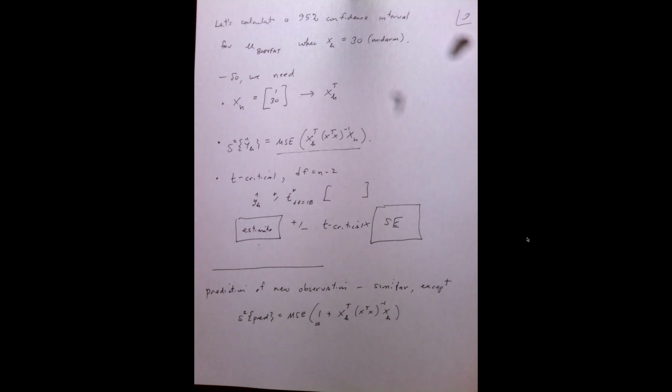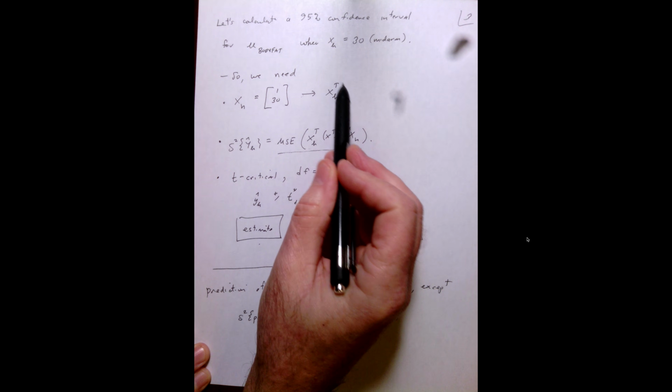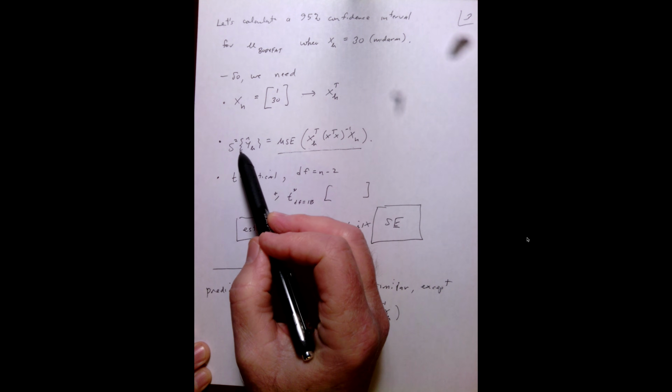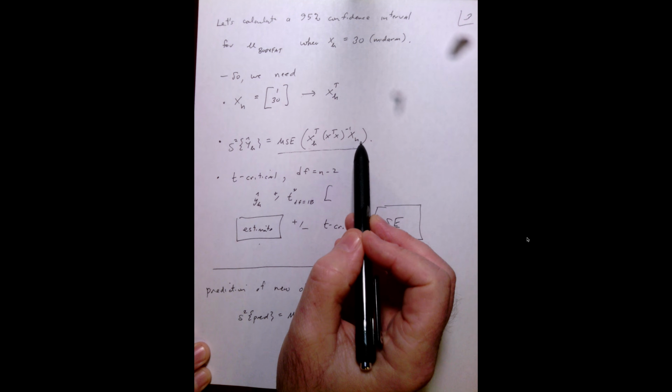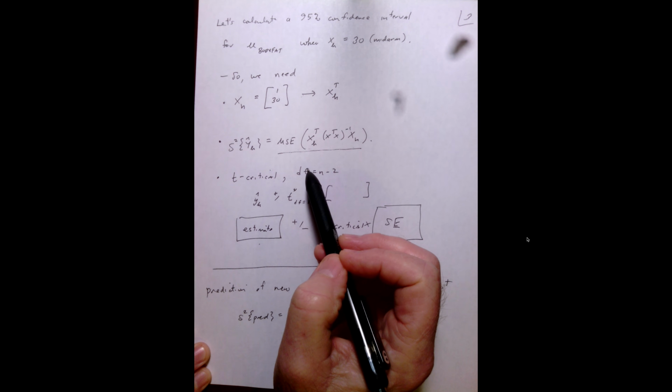All right, so what we'll ultimately do is calculate a 95% confidence interval using the body fat data set for x sub h equal to 30 mid-arm. So we're going to need the x sub h column vector, and we can easily create the transpose. You might say, well, why do we need both of these if we use this one to make the prediction? Well, as you'll see, when we take the variance, we actually need the transpose of x sub h. So we'll just create that, and then we've got the transpose when we need it.